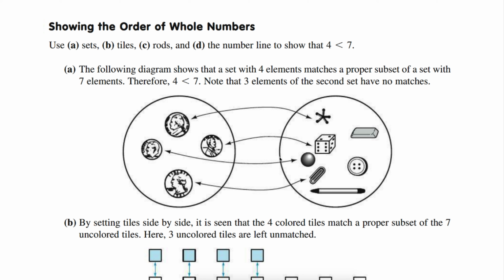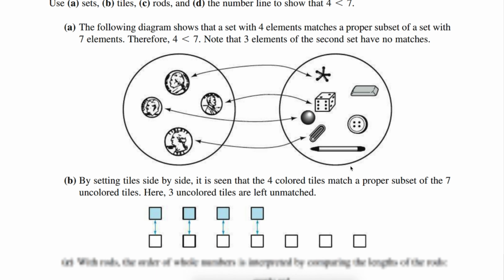So the first one, I have 2 sets. The set on the left has 4 coins in it. The set on the right has 7 just random elements that you might find in a classroom. Maybe not jacks anymore. But you can pair up the 4 elements on the left-hand set with 4 of the elements on the right, and you'll see there are 3 things left over here. That means that this is the larger set. 4 is therefore less than 7.